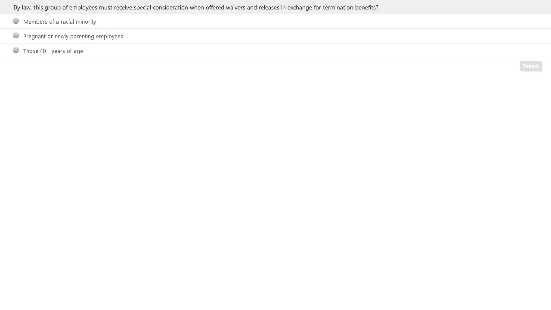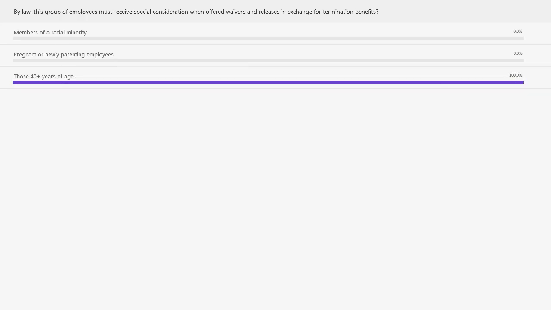So our next poll question: by law, this group of employees must receive special consideration when offered waivers and release agreements in exchange for termination benefits. Is that members of a racial minority, pregnant or newly parenting employees, or those 40-plus years of age? And I think we've probably talked through this issue. And yes, those 40-plus years of age.